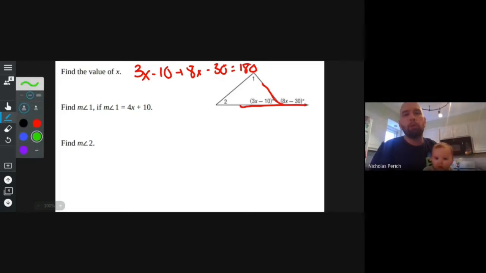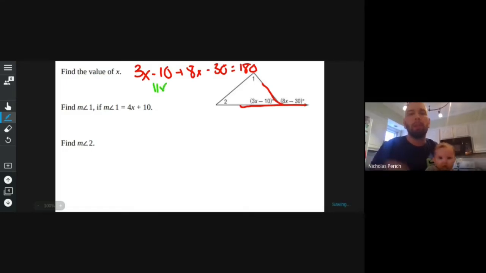So 3x and 8x are 11x. I'm waving my hands a little bit because space is an issue, and of course my handwriting's an issue because I can't hold this. Minus 10 minus 30 is minus 40.